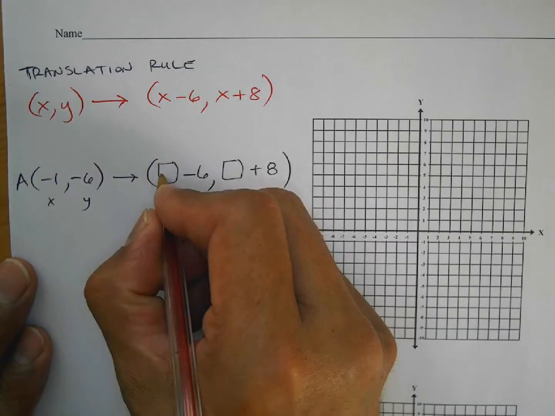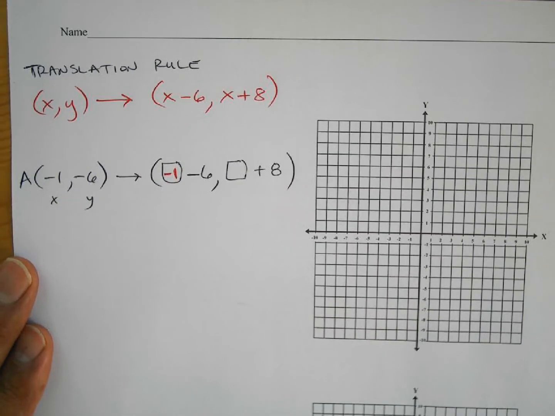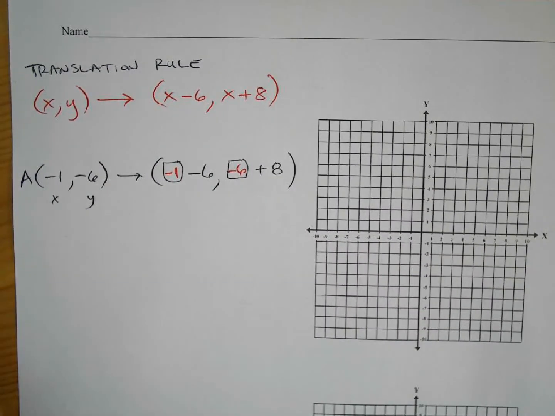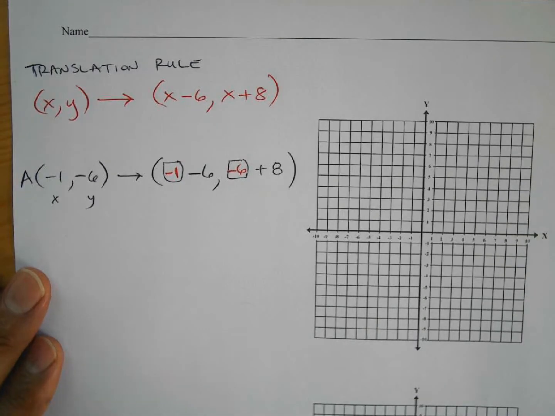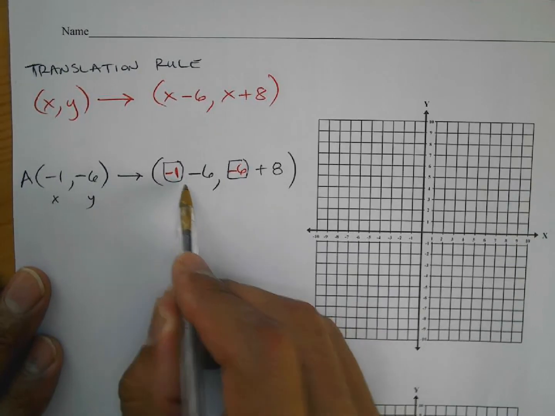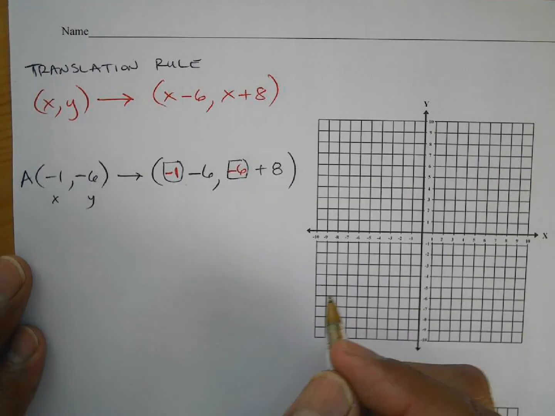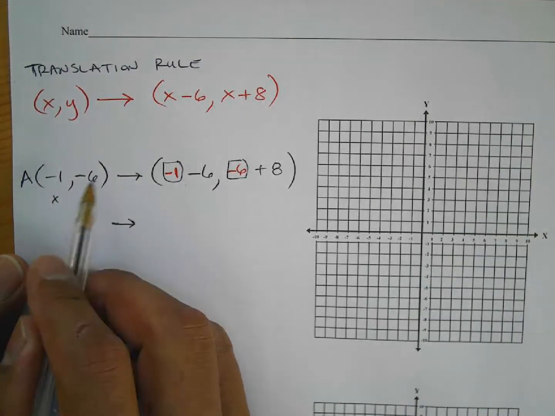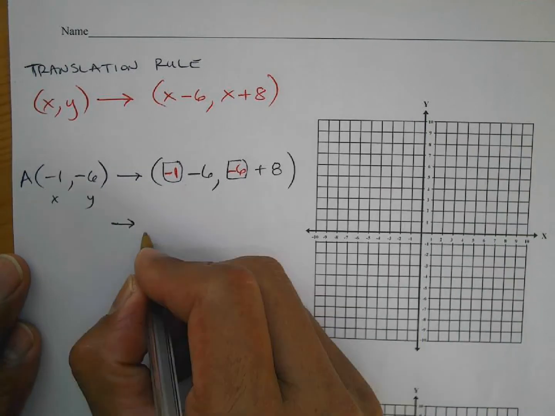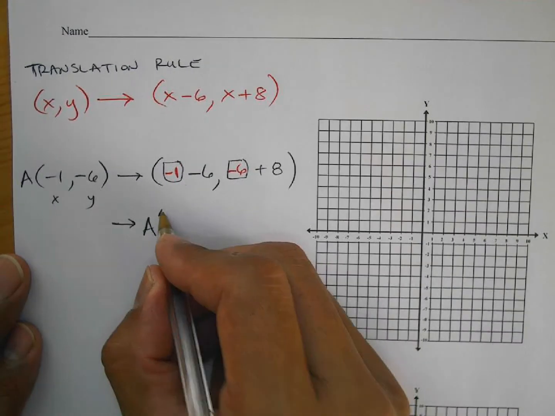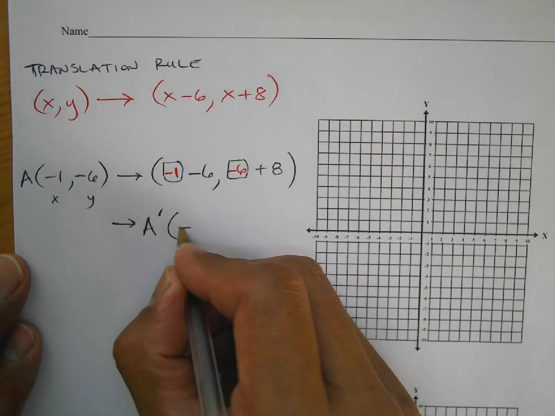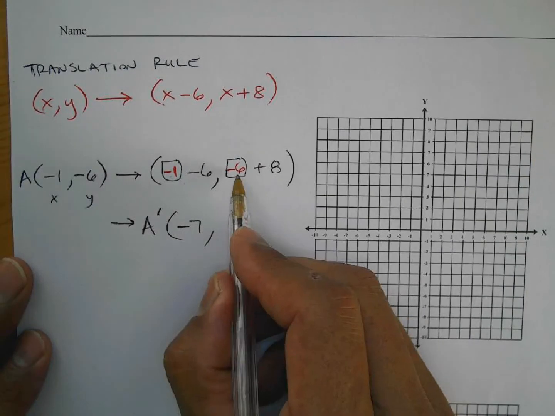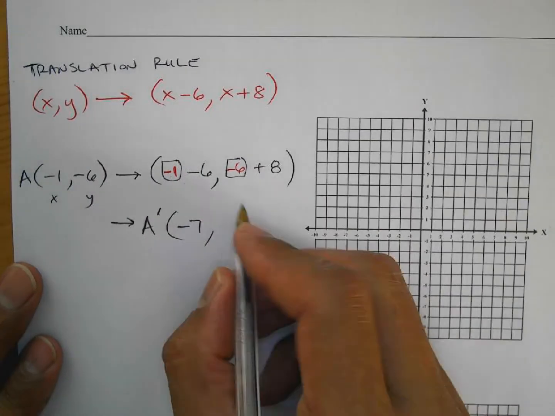And the value of x is what? -1. The value of y is what? -6. So you just do these parts, and you get the coordinate for the x, and then you do the work here, and you get the coordinate for the y. Remember, this one's the pre-image, and this one's the image. The image is the one with the little hyphen. So -1 take away 6 would be -7. And -6 plus 8 would be what? 2?